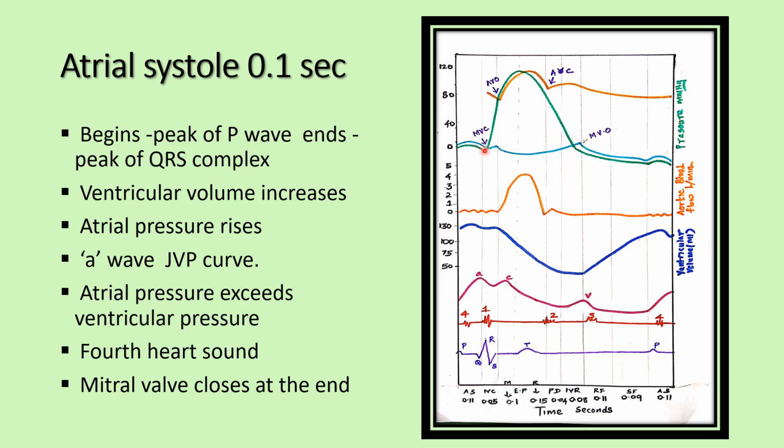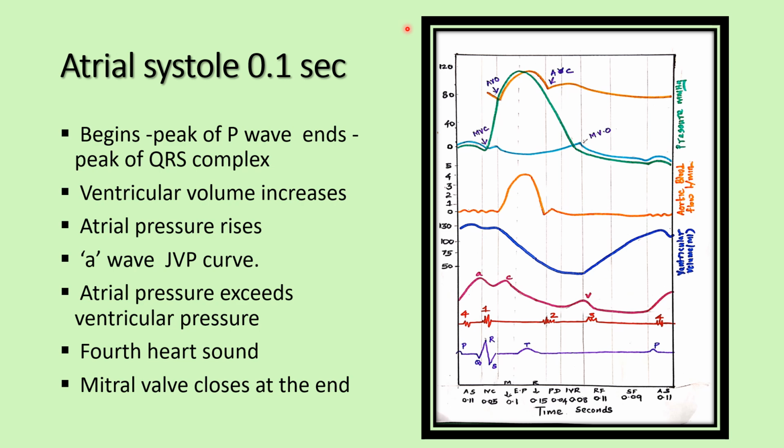So atrial systole is important for the active filling of the ventricle. 20% of the ventricular filling is contributed by the atrial systole. The remaining 80% of the ventricular filling occurs passively during the ventricular diastole.